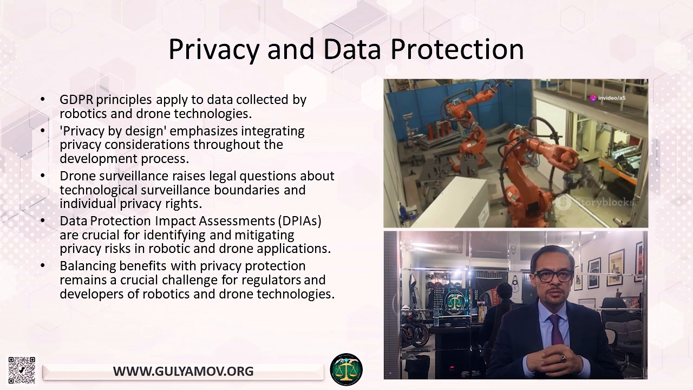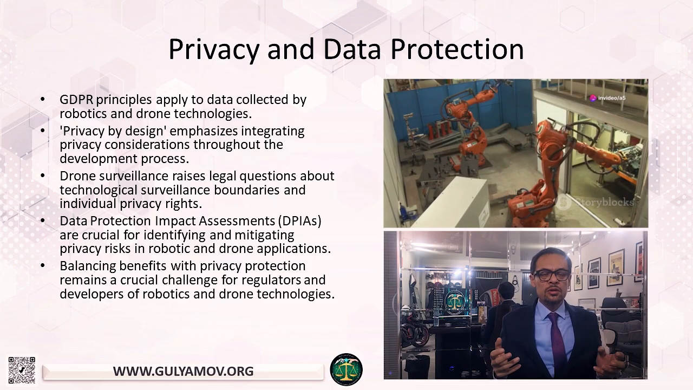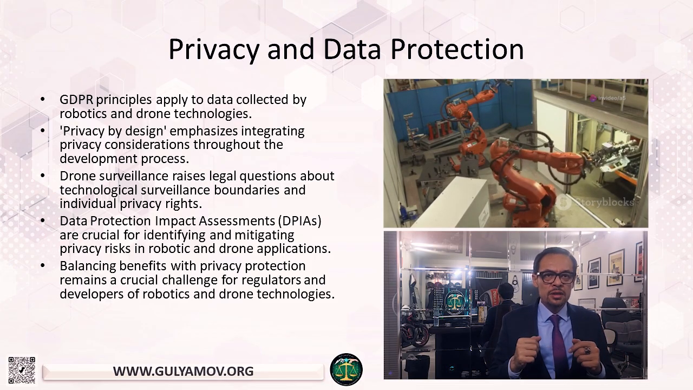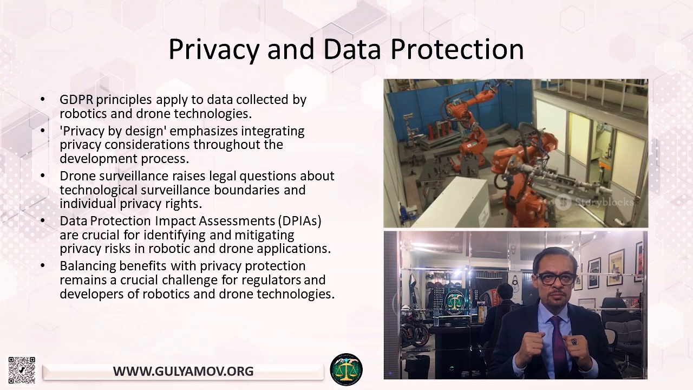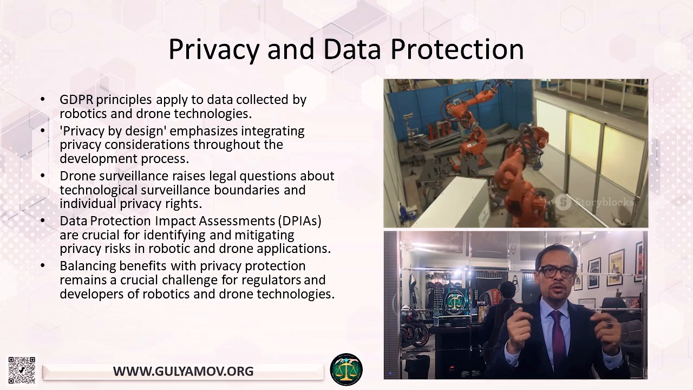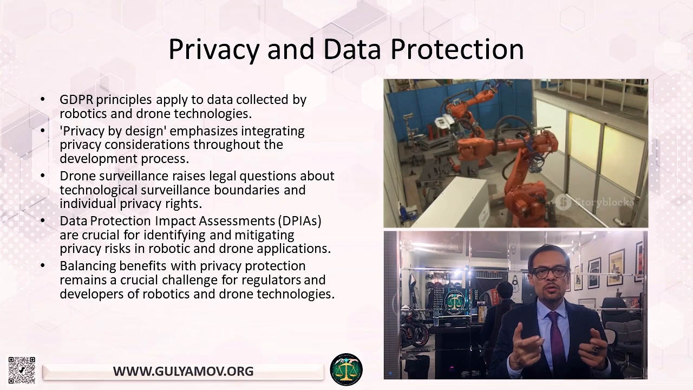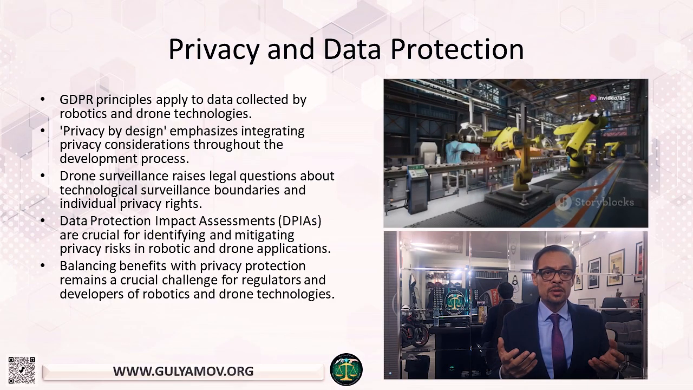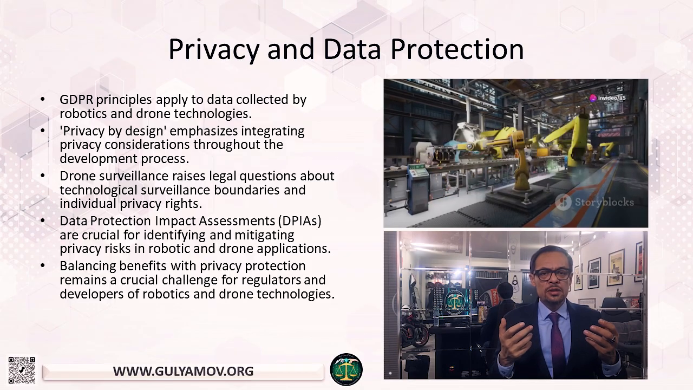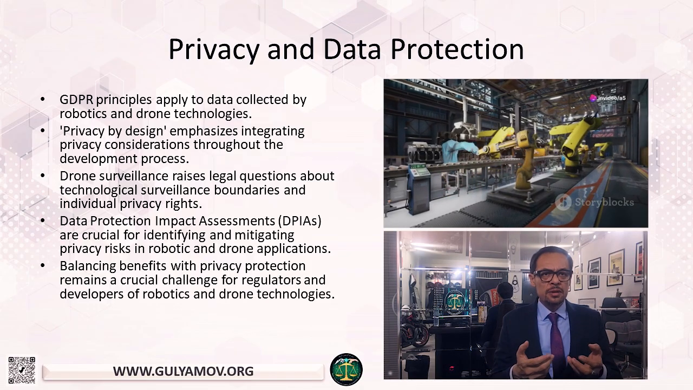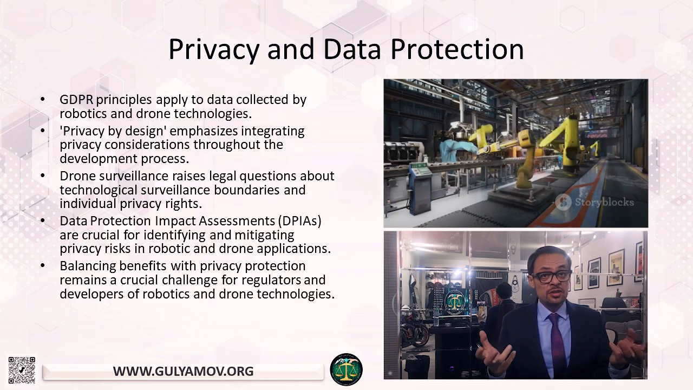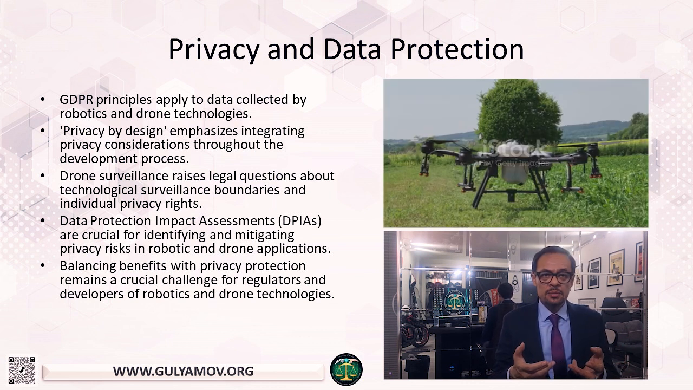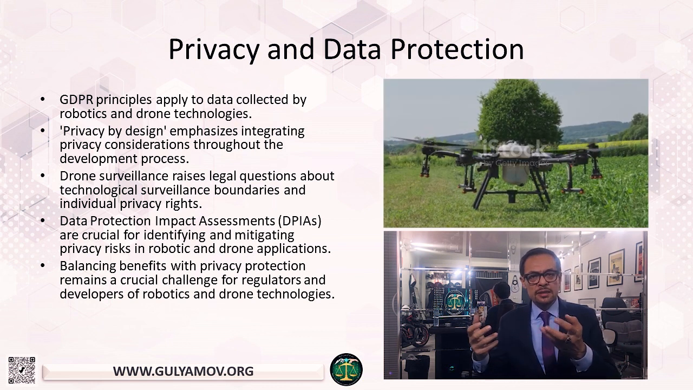Data protection impact assessments emerge as a crucial tool, enabling the identification and mitigation of privacy risks in robotic and drone applications. As we navigate this complex landscape, a central challenge emerges: balancing the immense potential benefits of these technologies with the fundamental right to privacy. This balancing act will continue to shape the development and deployment of robotics and drone technologies.